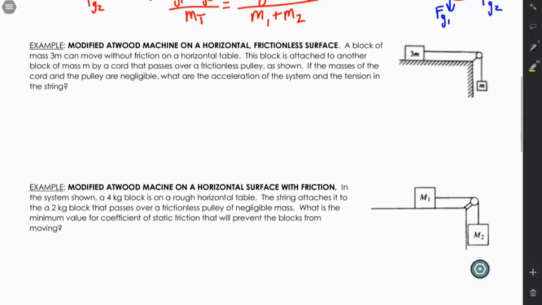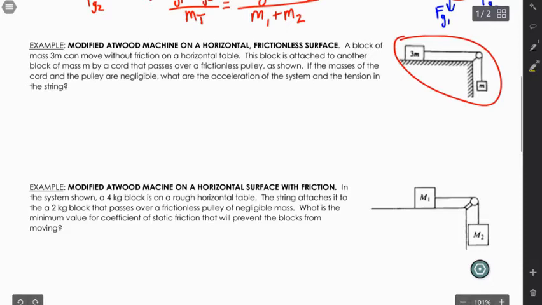All right. So here's my system, my 2 blocks. I got a 3M block and an M block. 3M is on the table, a frictionless table. M is hanging off. Basically, it's asking us what is the acceleration and what is the tension. Now, on the AP test, this just asks for the acceleration. I added in the tension piece. And so here's my system.